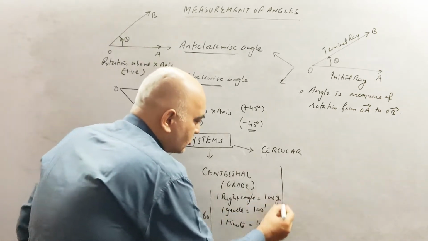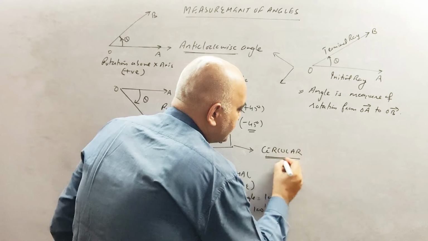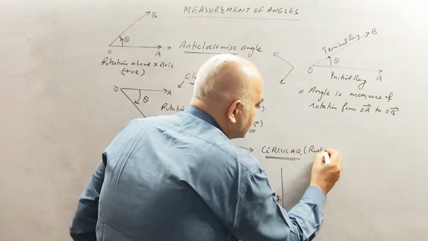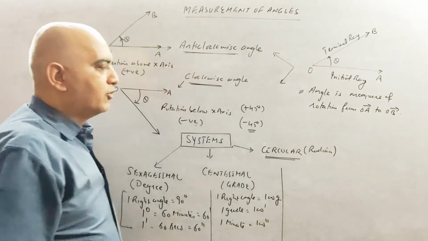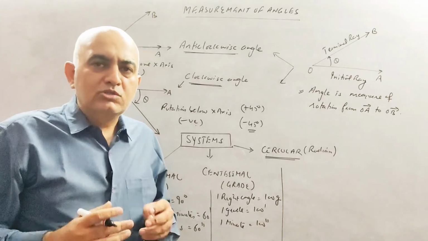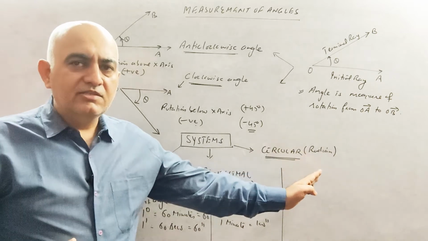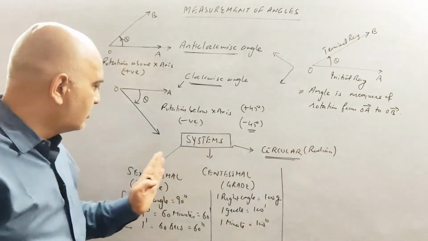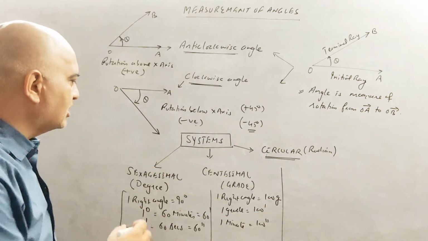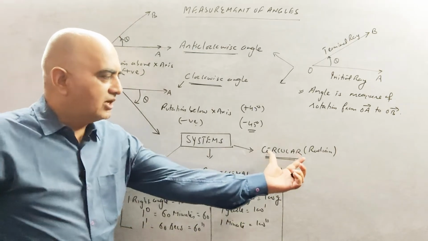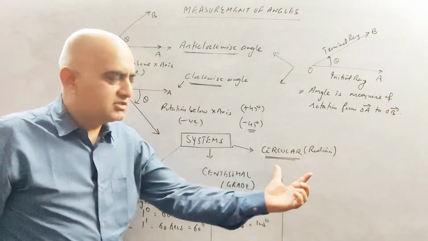And the third one is the circular system. The circular system is basically the radian system, and it is a very important system for trigonometry. Mostly we have to convert the degree system into the radian system, and the radian system can also be converted into the degree system. So basically we will go for two systems. And what is the radian system? First of all, we define this radian system.